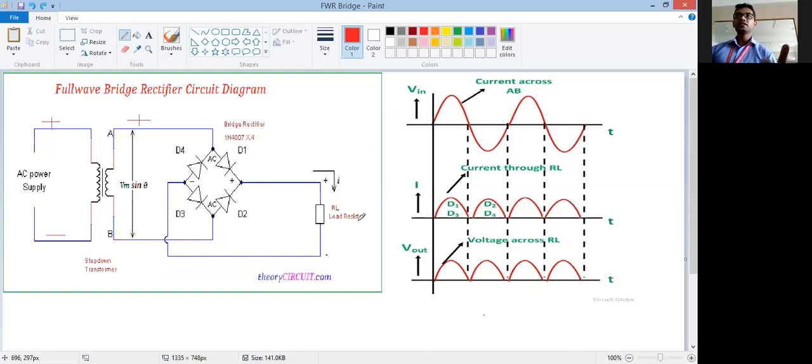We'll check the negative half cycle. Okay, so the circuit is as it was previously. So this negative half cycle is there. In the negative half cycle, negative on the upper side, positive on the lower side, correct? So again negative here, positive here. Simple, correct? Negative half cycle.